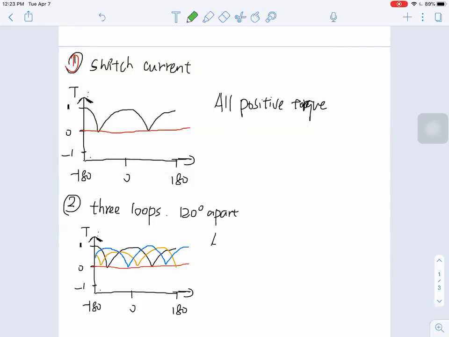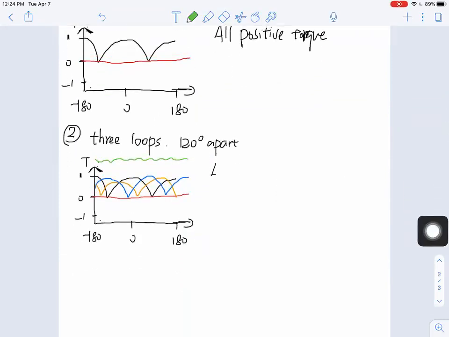And so overall, you're gonna get a more consistent torque. If we draw a resultant torque, it's gonna be something like this. It's gonna have some small ripples, but overall it looks much better than just the electric motor with a single wire loop. So that will give you an idea. If you add more wire loops, you're gonna have a more consistent torque output. But you're still gonna have small variations. You can add more and more, but that will increase the cost.